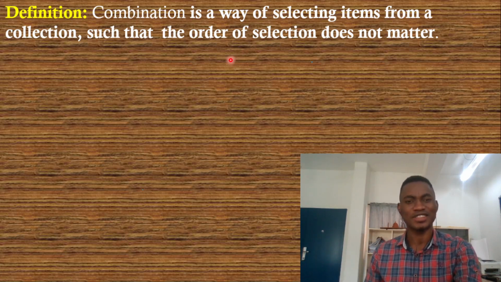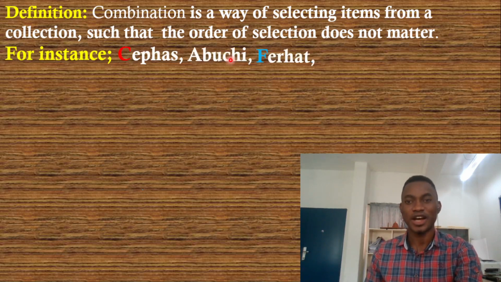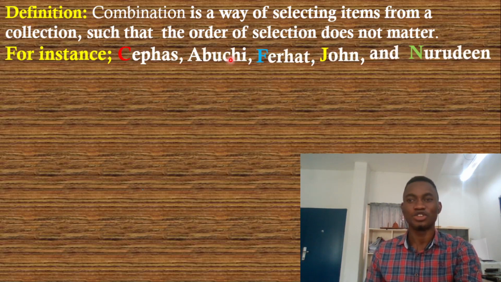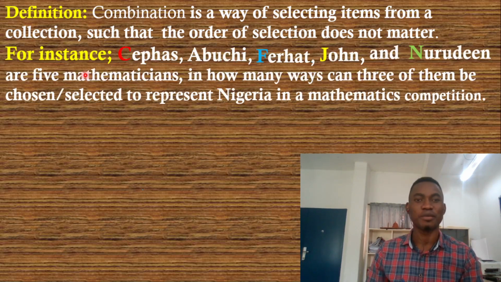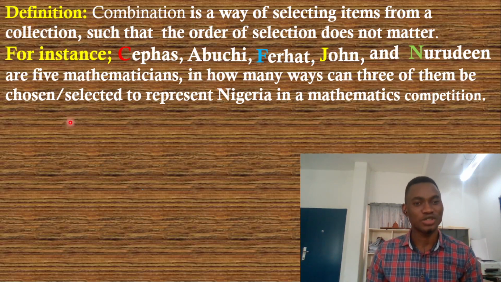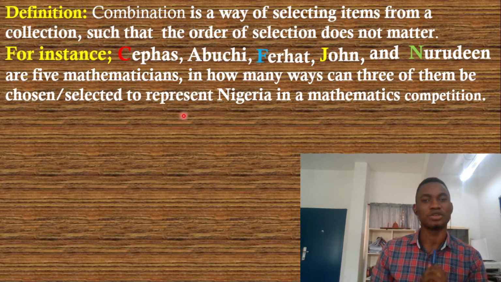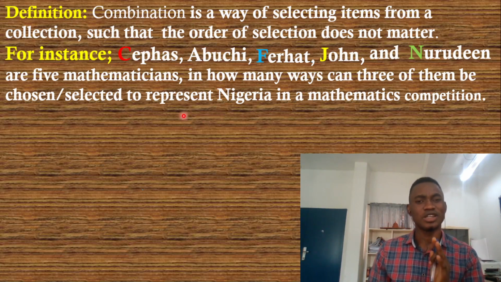Now, let's take an instance. Cephas, Abuchi, Ferhat, John, and Nuruddin are five mathematicians. Now, there's a question here. In how many ways can three of them be chosen or selected to represent Nigeria in a mathematics competition? All right, so interesting. Now, I want us to solve this question manually. Let's solve it the way a layman would solve it.